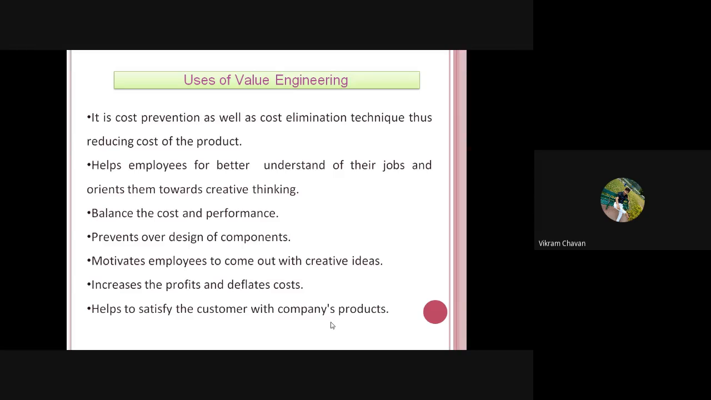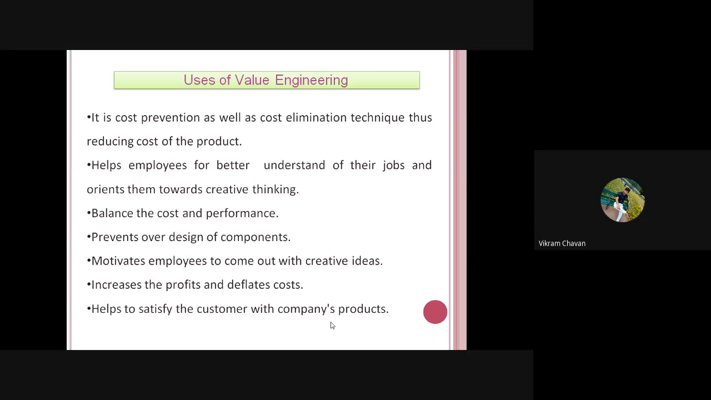Increases the profits and deflates costs.